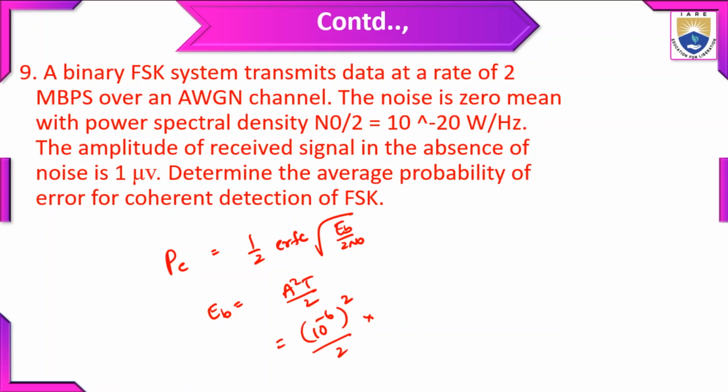So what is the bit rate? 2 Mbps. So 1 by 2 into 10 power 6. Okay. So finally you can send this 10 power 6 to the numerator. So finally E_b is equal to 0.25 into 10 power minus 8 joule.